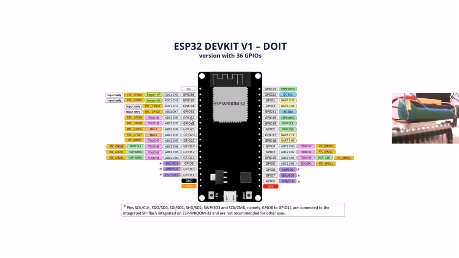Some confusion may arise about whether we need to use the board numberings or the RTC GPIO numberings. We have to use only the board numberings in the programming. So that is the important thing you have to understand.